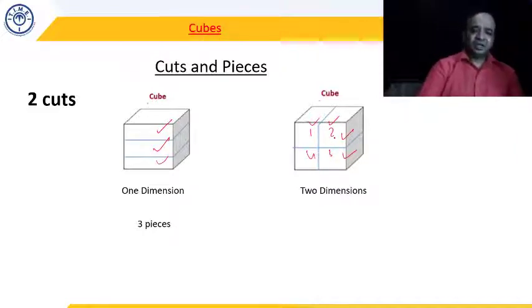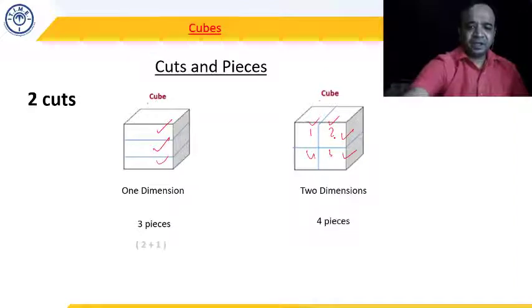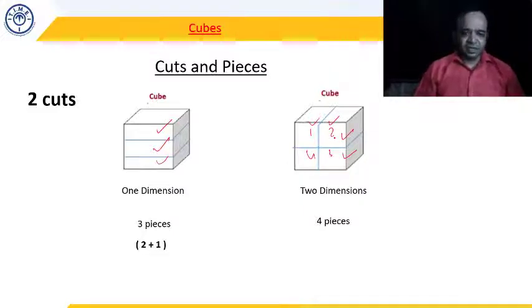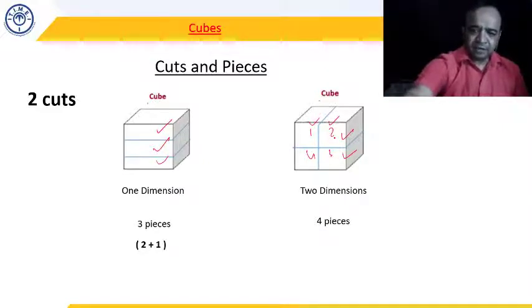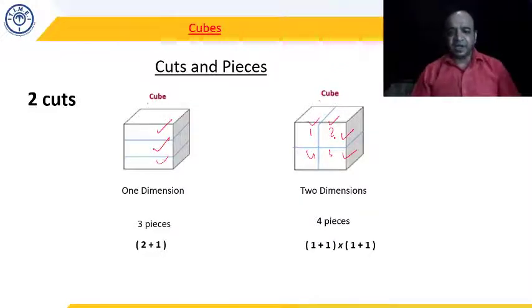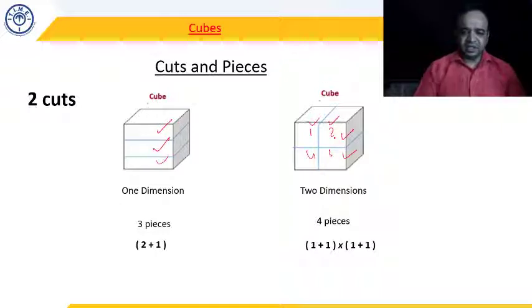Now, what observation can we make here? First observation, as we have just seen in the previous slide, is that the number of pieces along one dimension is equal to the number of cuts plus 1. Now, if cuts are applied in more than one dimension, then the number of pieces along those dimensions are multiplied to get the total number of pieces. In this case, we have two pieces along this one, two pieces along this one, and 2 into 2 is giving us 4.